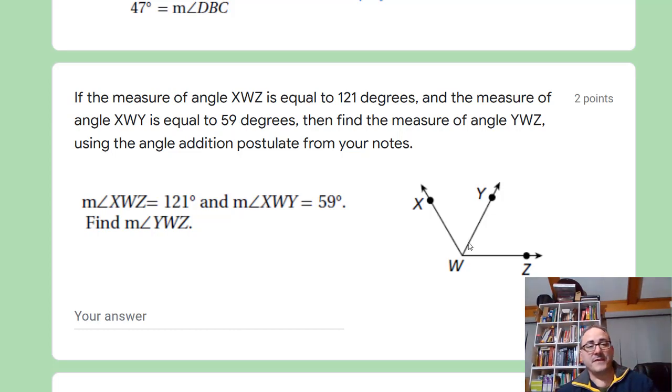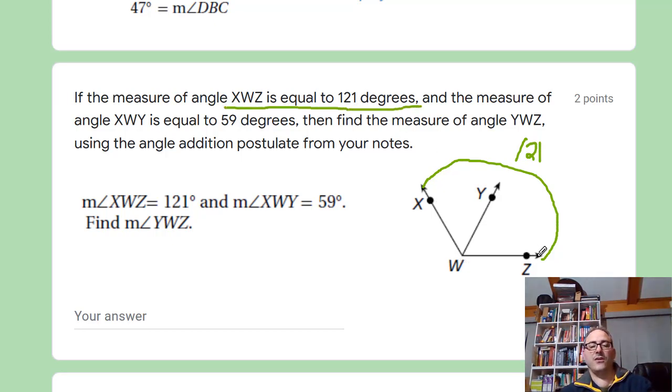All right. If the measure of angle XWZ is equal to 121, let me mark that in my diagram. They're telling me that the whole thing here is 121. I always advise you to mark up your diagrams like this. This will help you remember what the word problem is telling you.